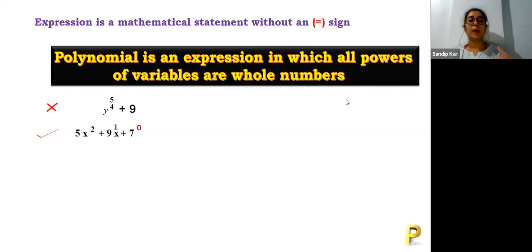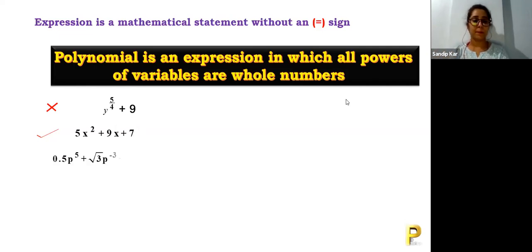So 9x, that means x to the power 1, and if we don't have any variable, that means the power is 0. x to the power 0 is 1, it is not 0. A variable with power 0 is always 1, it is not 0.